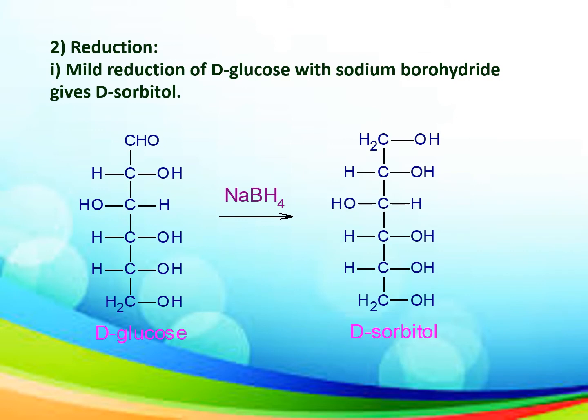Now we will see reduction. Mild reduction of D-glucose with sodium borohydride gives D-sorbitol. D-glucose, this is sodium borohydride, NaBH4, gives D-sorbitol. Here the reaction takes place at the first carbon atom only. CHO is being reduced to CH2OH, that is only one hydrogen atom is being added with the CHO and the remaining 5 carbon atoms are left as it is.